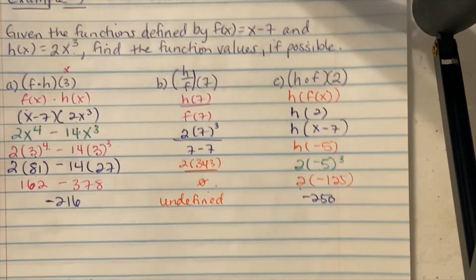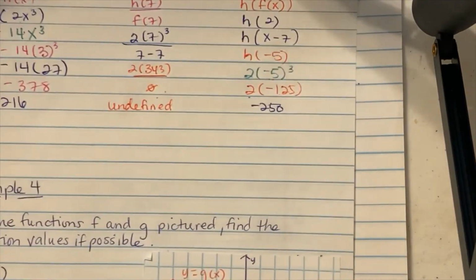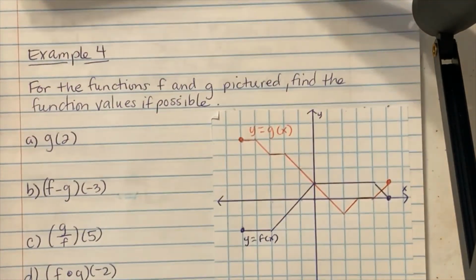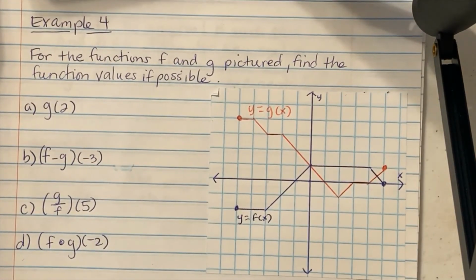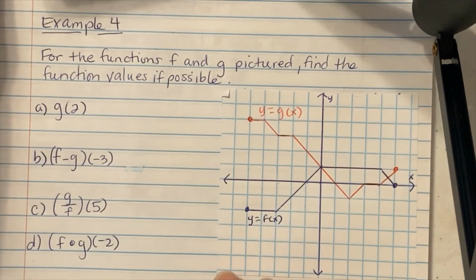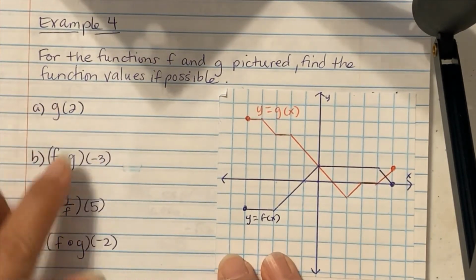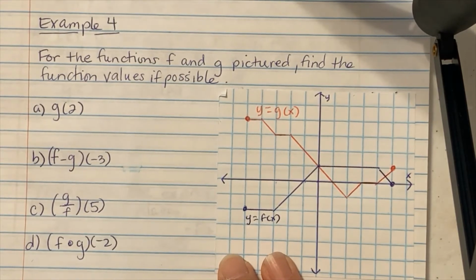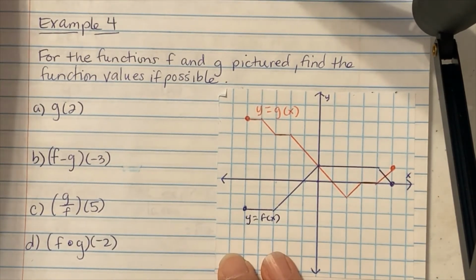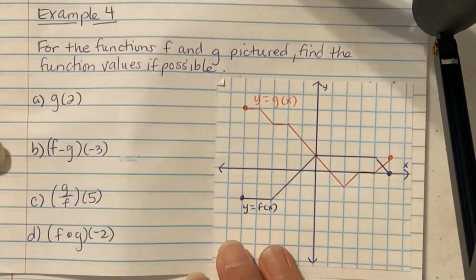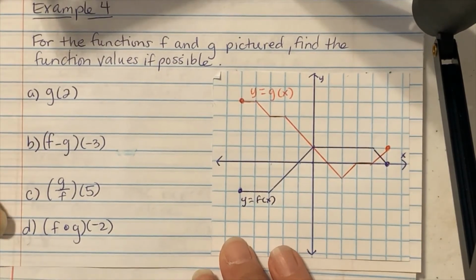Now comes some of my favorite pieces. What happens if they ask you to interpret a graph? The graph actually gives you your answers. You just need to look. So example 4 says the functions of f and g are pictured. Find the function's values if possible. So on A, they want us to find g of 2.